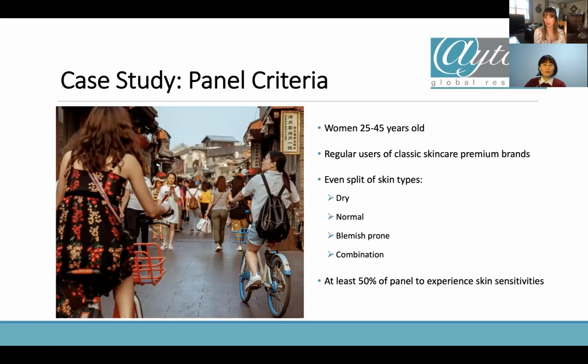So what was the panel criteria? They wanted women that were 25 to 45 years old that use classic skincare premium brands. So, all of those longevity brands that we're really familiar with that are seen as premium, we defined what they were and made sure people were already using those. We had an even split of all skin types, so dry, normal, blemish prone or oily, and combination. And at least 50% of all of those users had to experience skin sensitivities. So, you can have dry skin that's sensitive, oily skin that's sensitive, it doesn't matter. They need to have some kind of skin sensitivity, because obviously the aim for this brand is to make sure that they are not causing any irritations to those sensitive skin types.